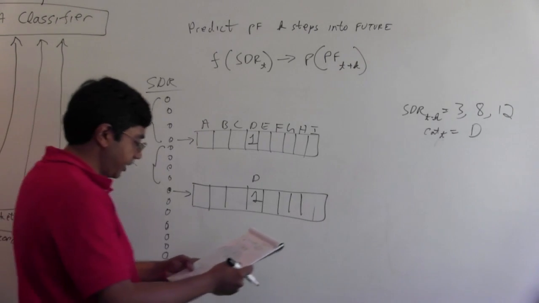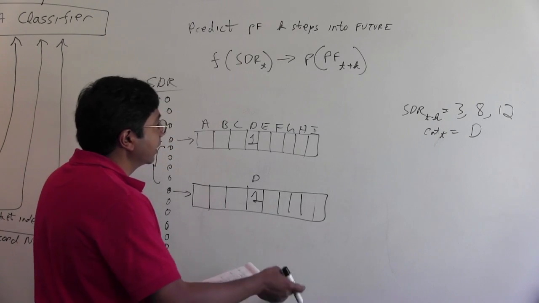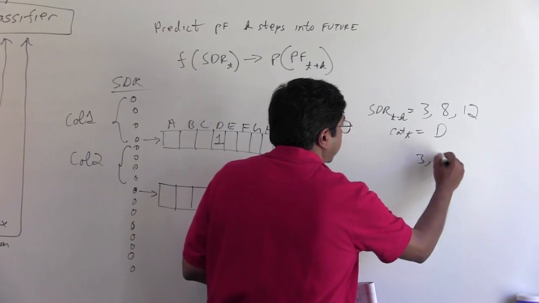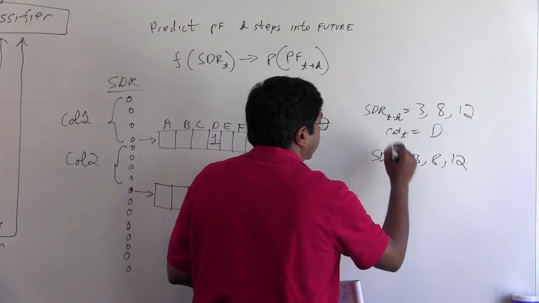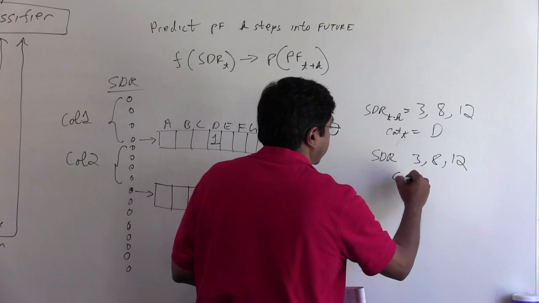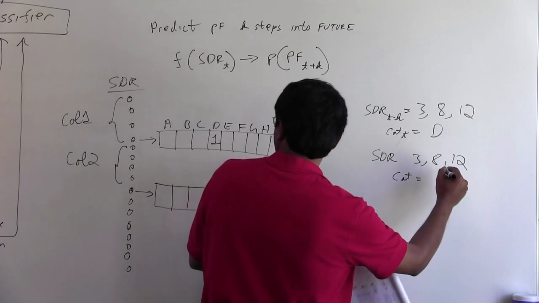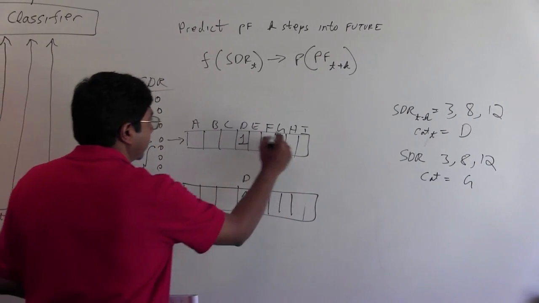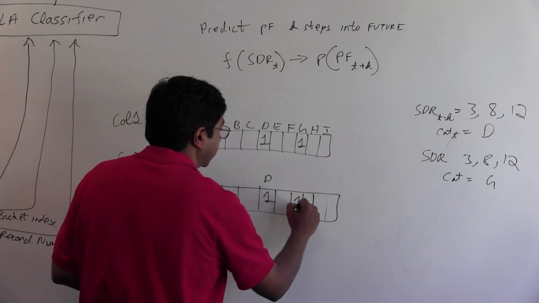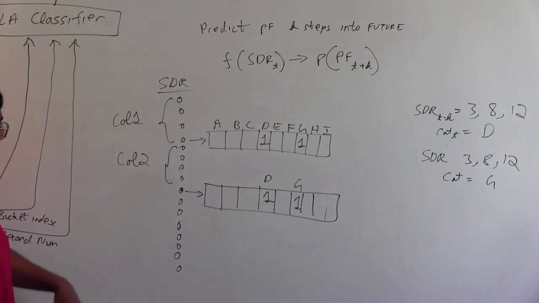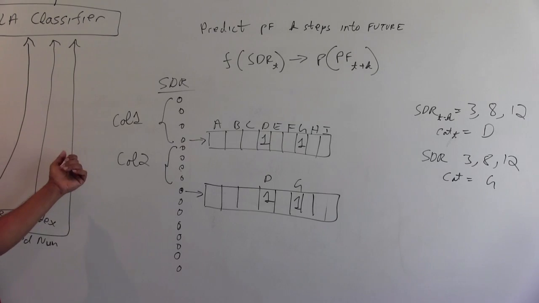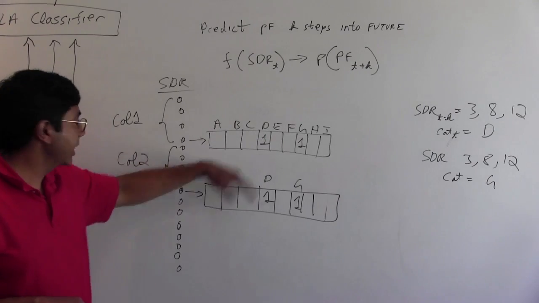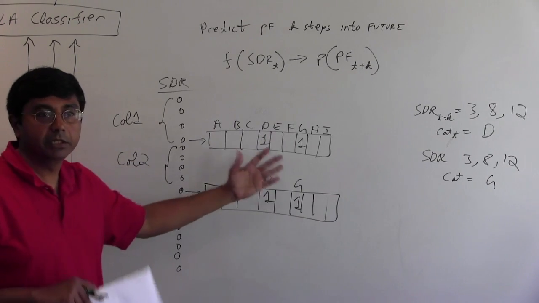So let's say at some other future time step, you get 3, 8, and 12 on again. So that's your SDR from k time steps ago, and the category is G. So what would happen then is the same set of bits are on. Now G would get a 1. So right now the state of the classifier says that if this bit is on, it's expecting D and G roughly half and half.